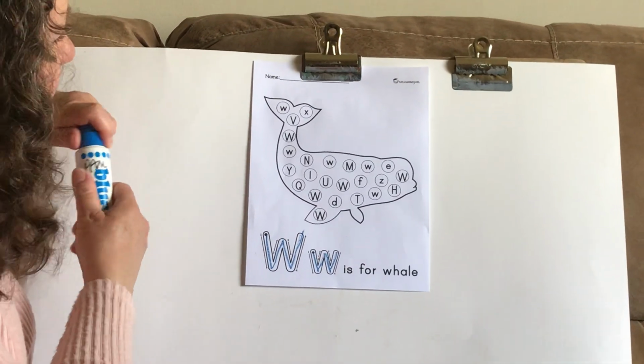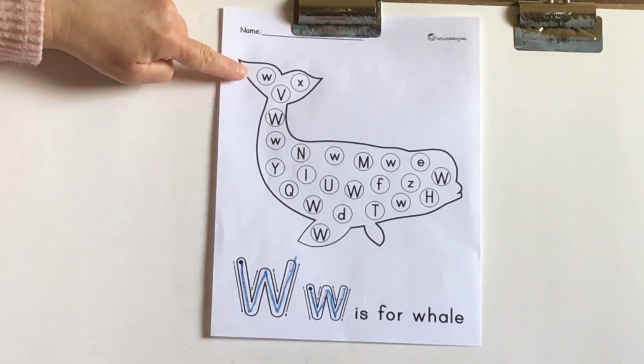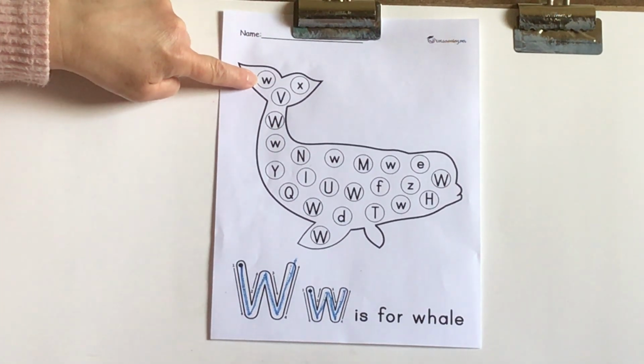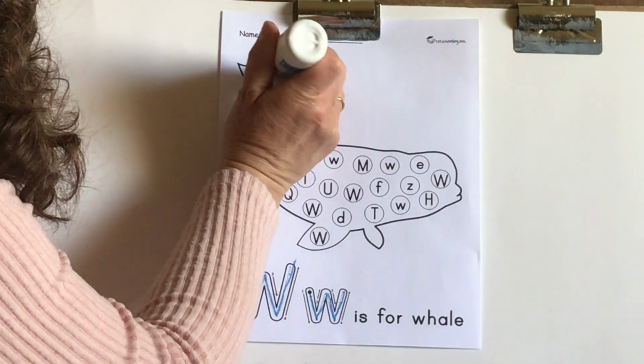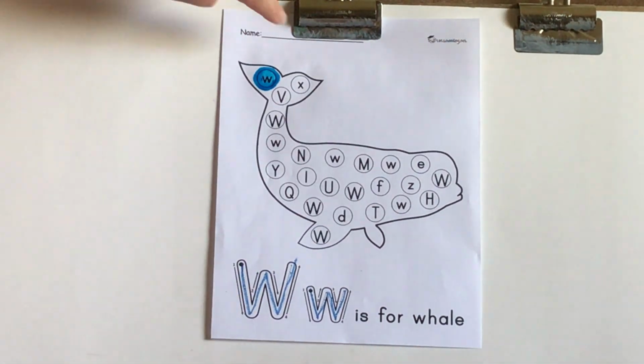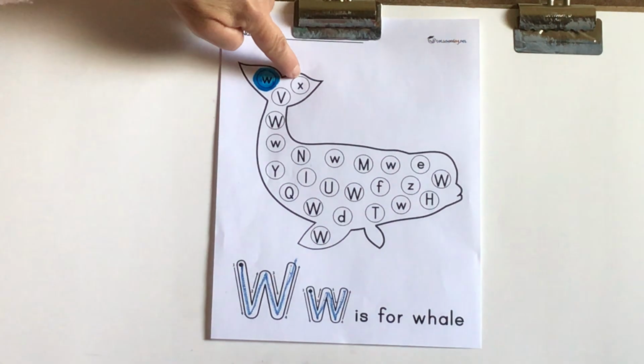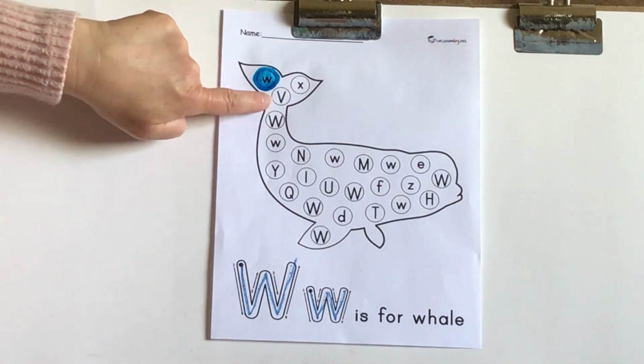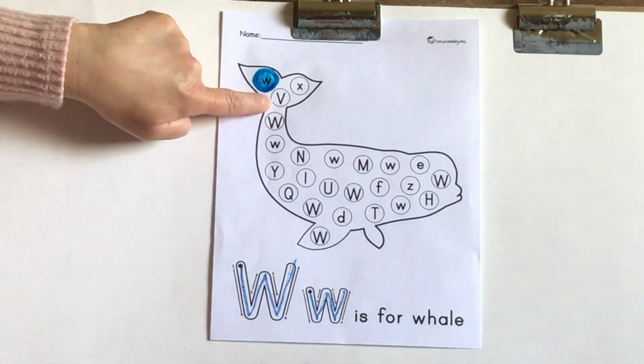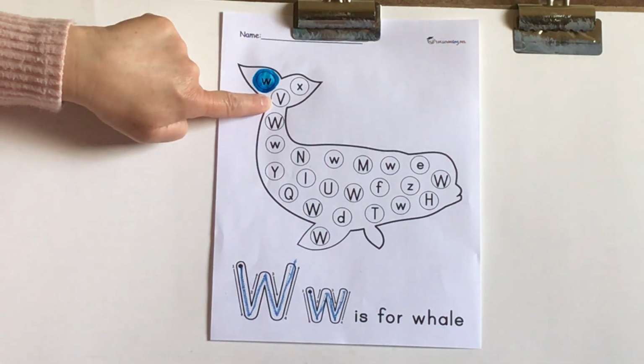All right, so let's look at the top, and let's go across. Is that a W? Yes, so we're going to make one spot on our W. Okay, what letter is that one? Now that's an X. We didn't get to that one yet. What about this one here? Is that a W? No, that's the letter V. Remember we were working with that a while ago.